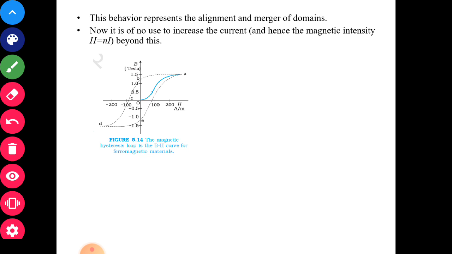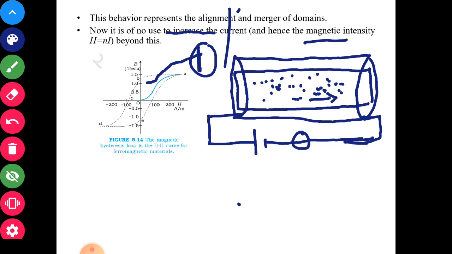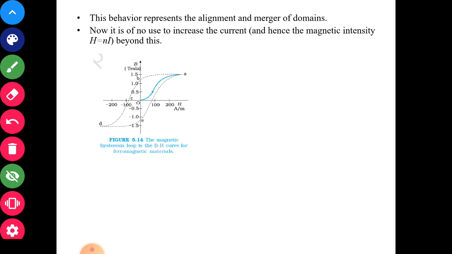Now it is of no use to increase the current. Once the saturation magnetization is obtained, there is no use of increasing this current. You don't find any fun in increasing the current now, because saturation magnetization is obtained. Now all are aligned in one particular direction. Why are you increasing the current? So up to a certain limit you increase the current. When there is a saturation magnetization, you stop increasing the current.